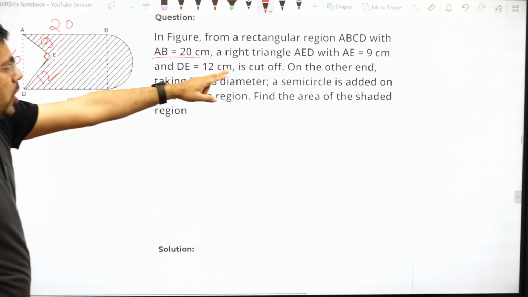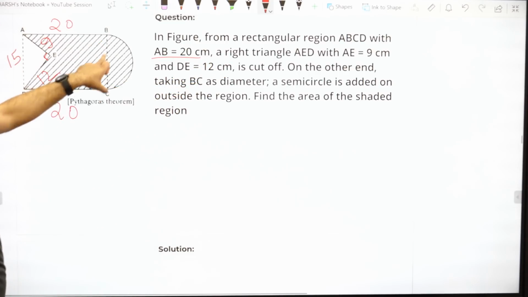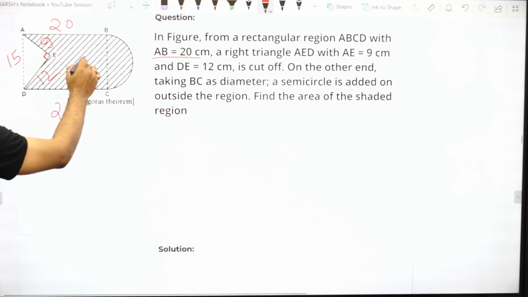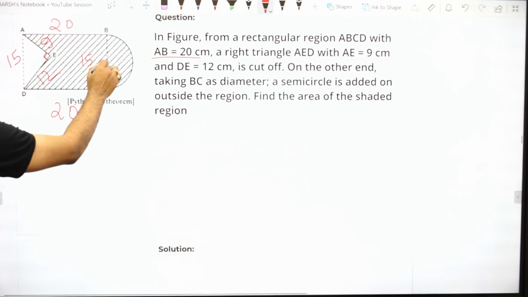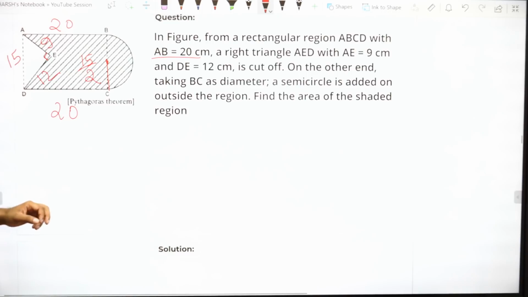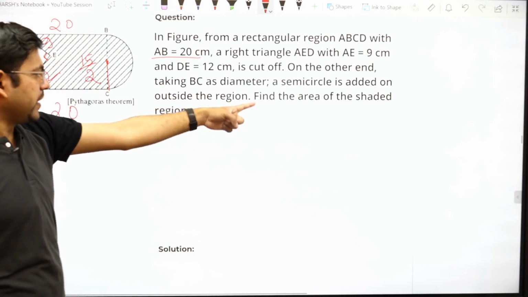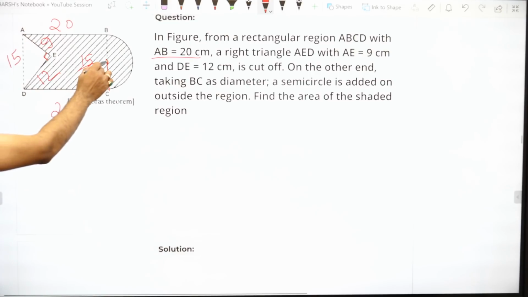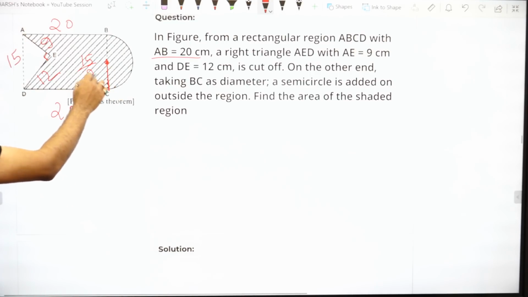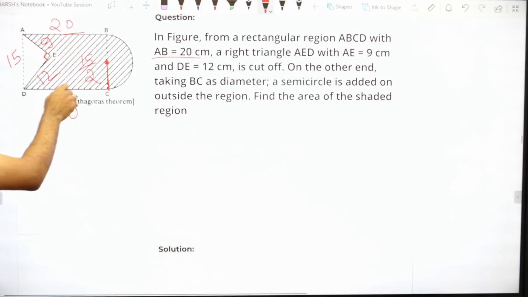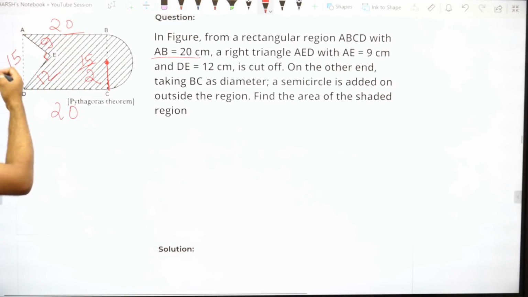Okay. On the other end, taking BC as diameter, this is a diameter. So if this is 15, this will also be 15. And the radius of this semicircle would be 15 by 2. BC as diameter, a semicircle is added outside the region. Find the area of the shaded region. So you have got this radius 15 by 2, this rectangle, and this triangle has been removed.